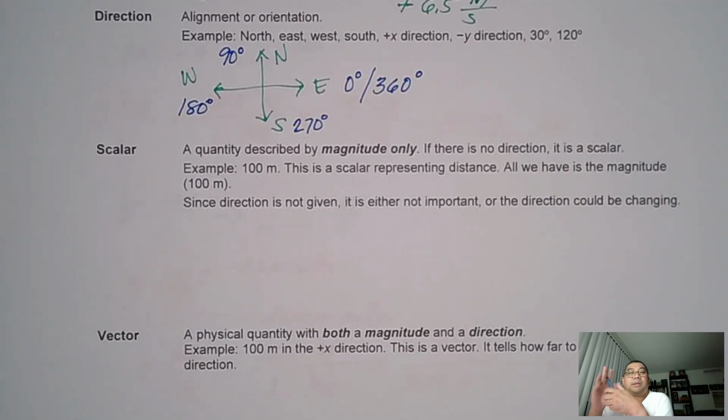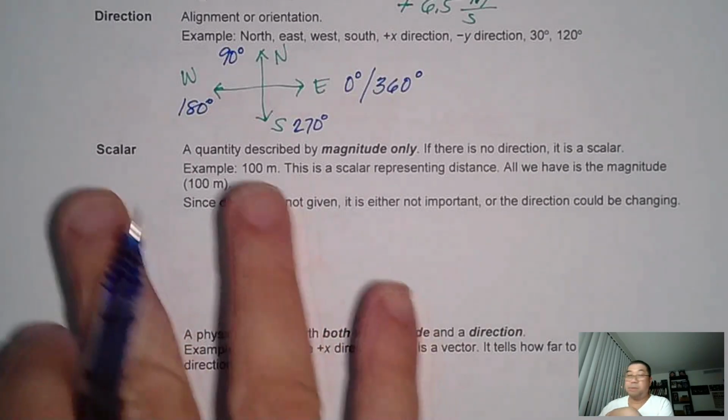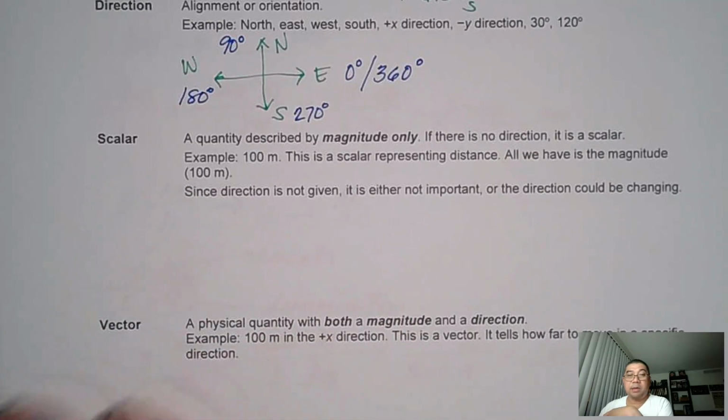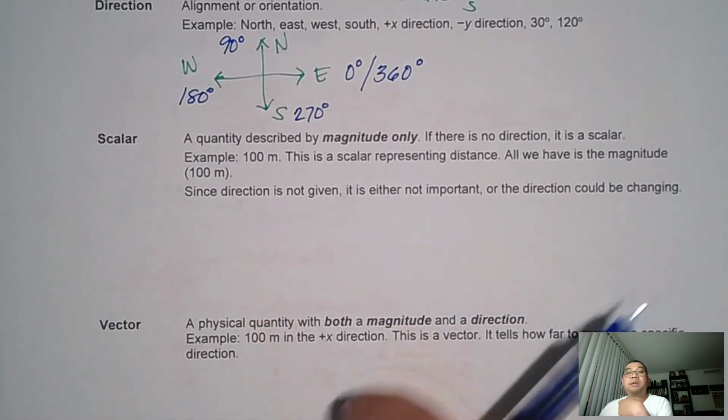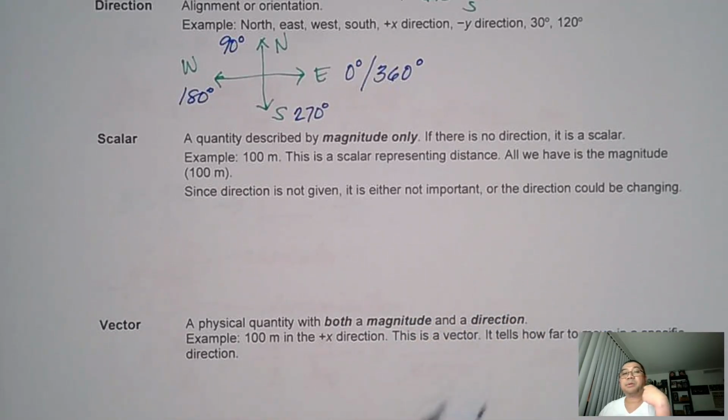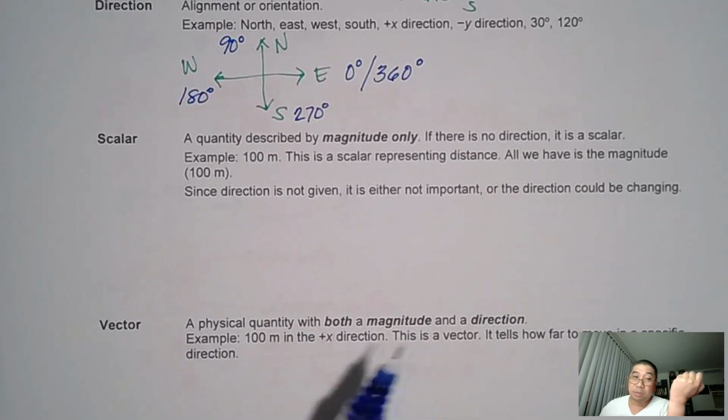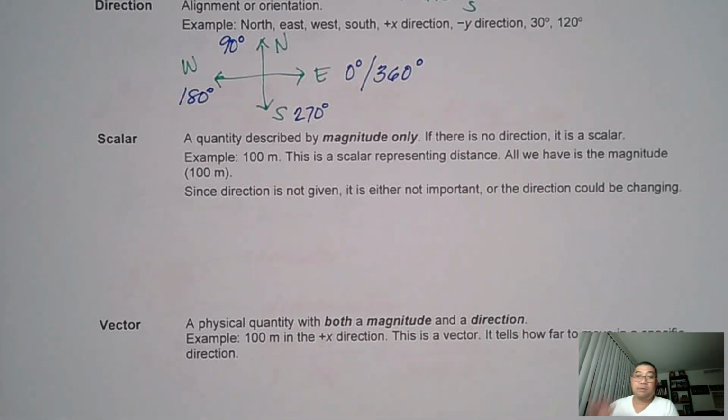So a scalar quantity is described by magnitude only. There's only magnitude, there's no direction. So these are what we call scalars. Be specific about this one. For a scalar quantity, since direction is not given, it's either not important or the direction could be changing. That's true. That's why I mentioned earlier, if it's a rectilinear motion, we don't really care about the direction. So we can interchange velocity with speed. We can say the speed is the same as velocity. However, if it's very specific, then we have to mention it.